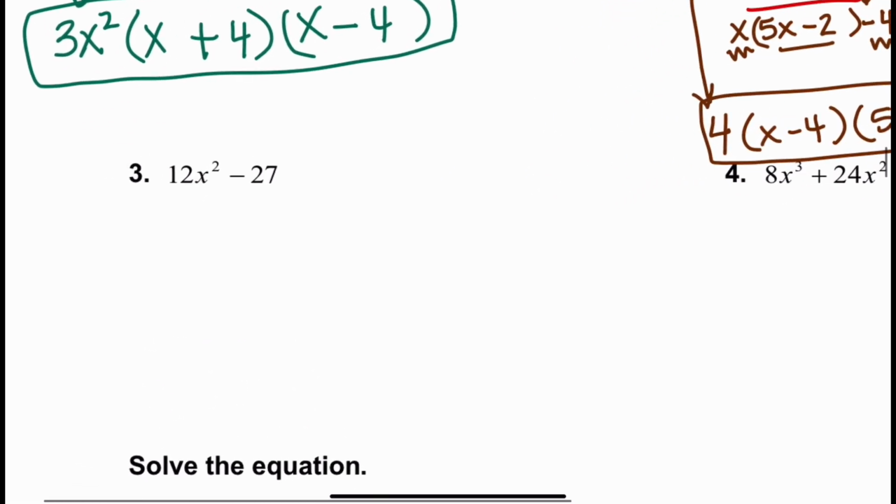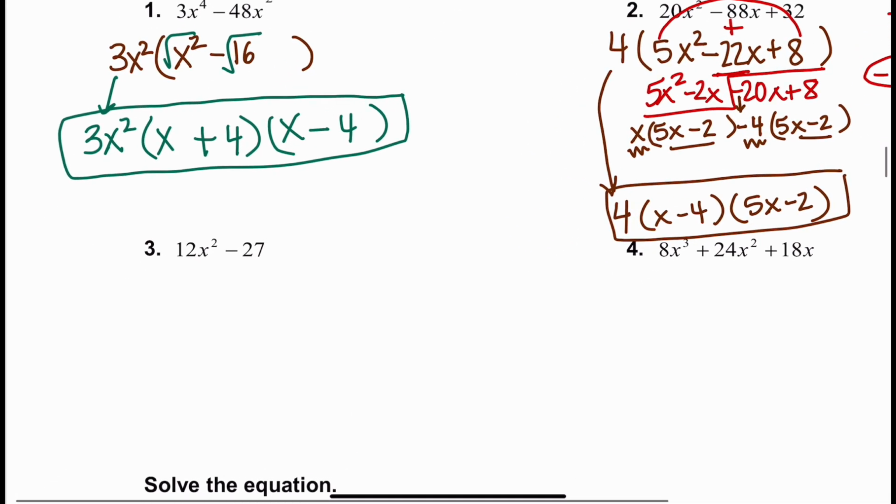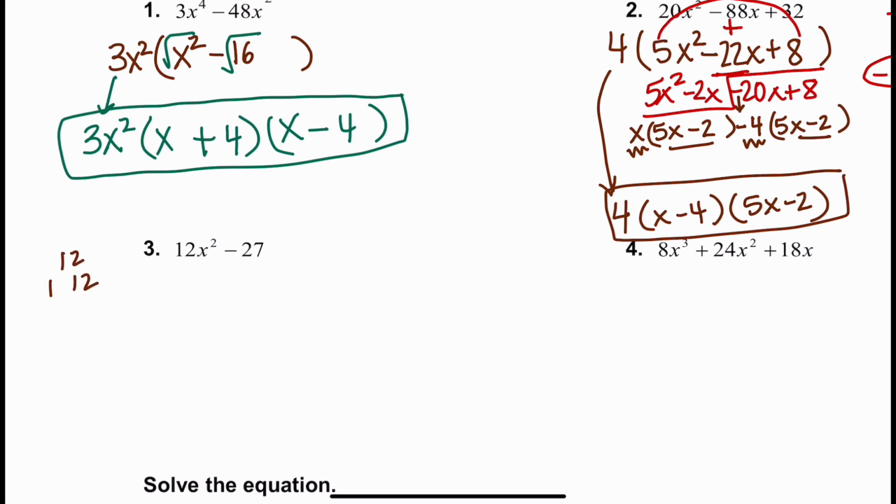Now let's look at number 3. The very first thing I'm looking for is a greatest common factor, 12 and 27. So I look at the smallest number, 12, and I just write down my factors. 1 and 12, 12 won't go into 27. 2 and 6, 6 won't go into 27.